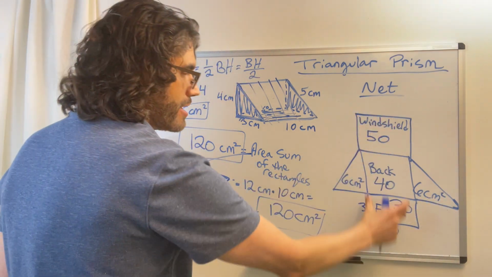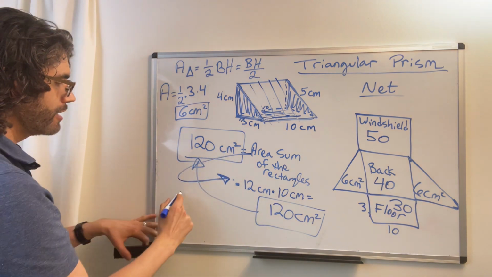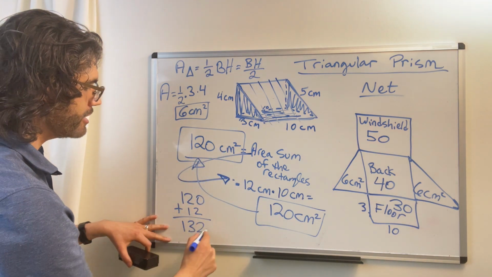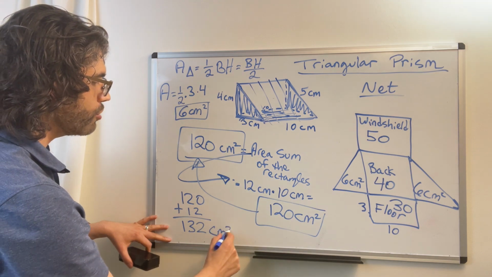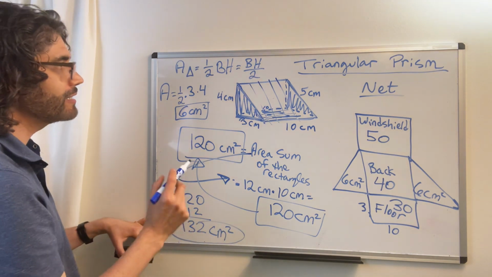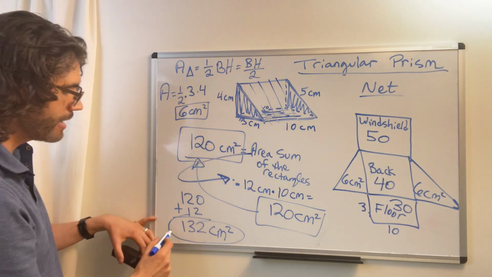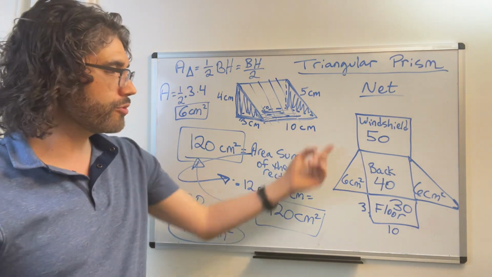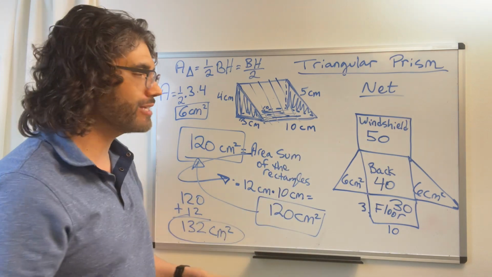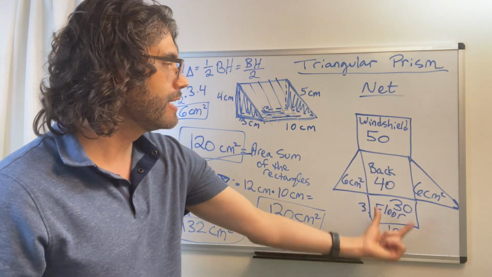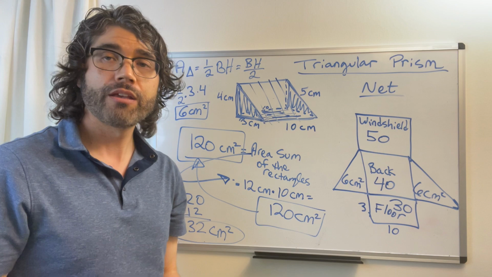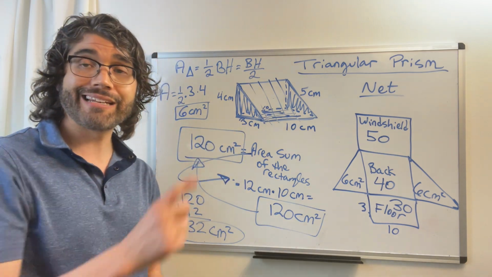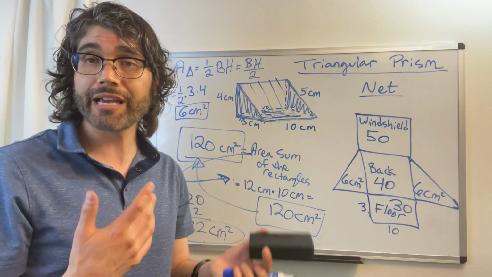So we already got this, which we know is 120. So 120 plus 12 is 132. So the total surface area of the entire triangular prism is 132 centimeters squared. And we got it through the net, but we also got it through this hybrid version of using the perimeter to at least get those rectangles. So that's just another way of looking at triangular prisms. And next we're going to move on to other solids like cylinders.